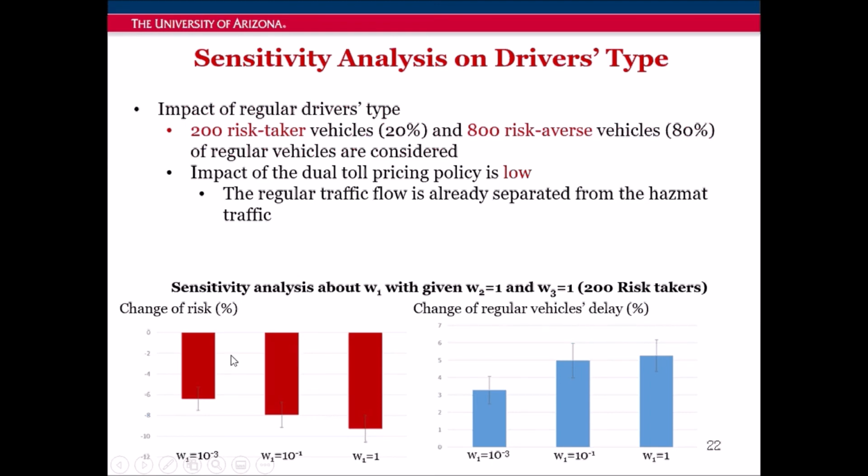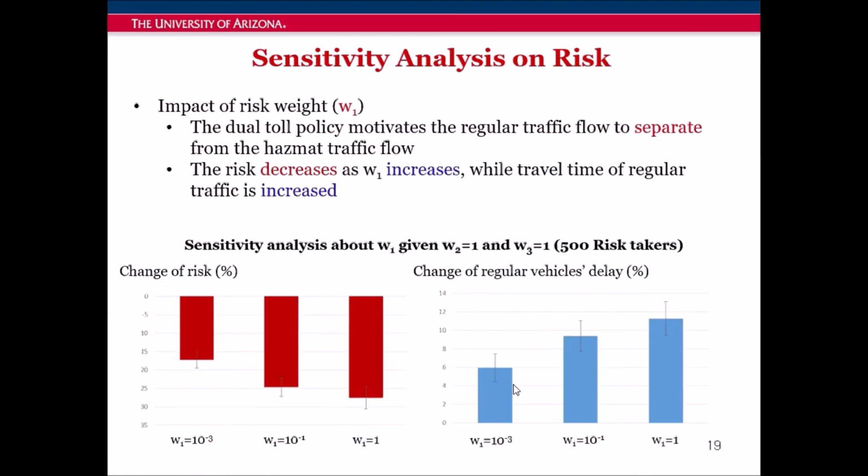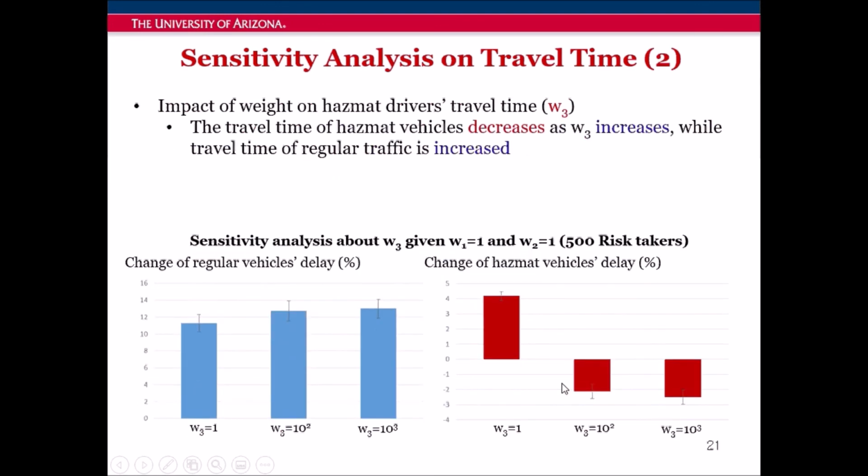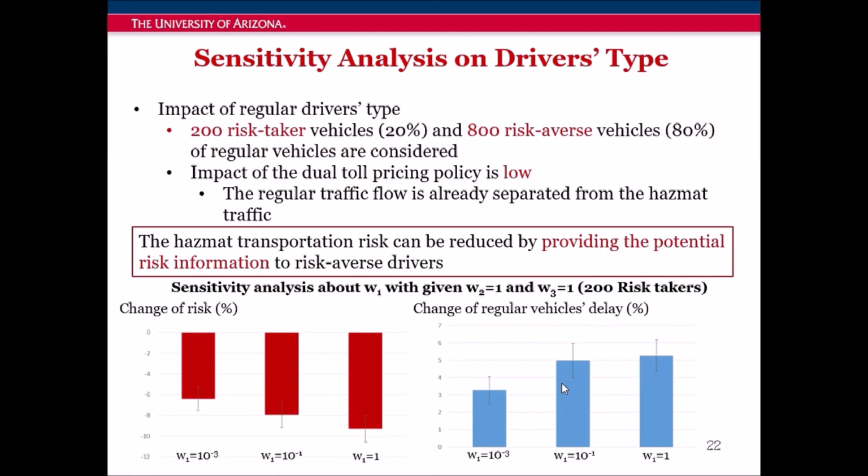Okay. So if you look at this figure, left side and right side, you can see the difference is not really great. The difference is not really bigger than those of the previous cases. So in this case, the hazmat transportation risk can be reduced by providing the potential risk information to the risk averse drivers, because they really care about the risk anyway, in advance before they drive. So that's why if we provide the risk information to them, they already took the safe way.